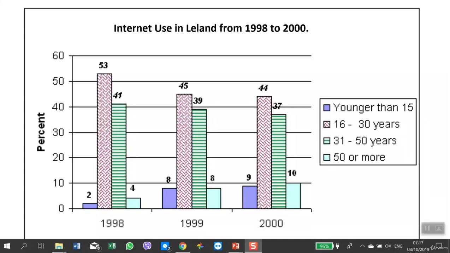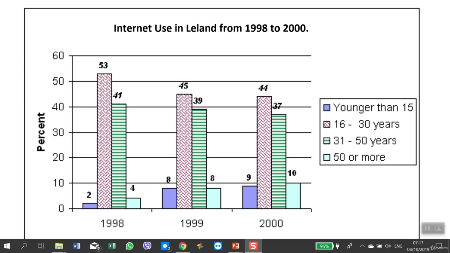Here's another bar chart. What would be a good introduction for this? Use the 5 pieces of information to write an introduction. Remember the 5 pieces of information? Kind of graph, information on the vertical axis, the question or the title, the horizontal axis, and the key. So let's write one together.